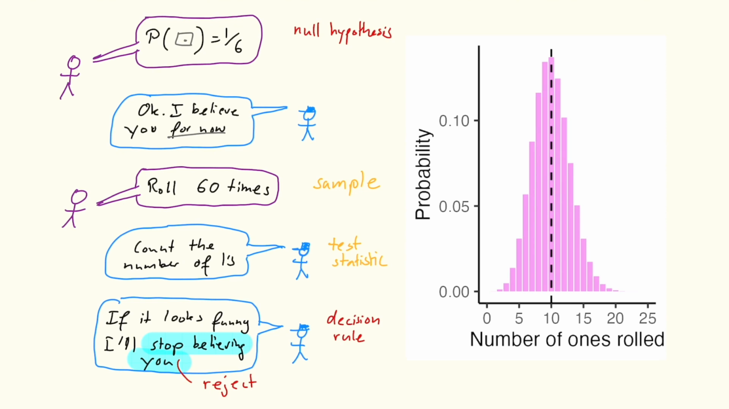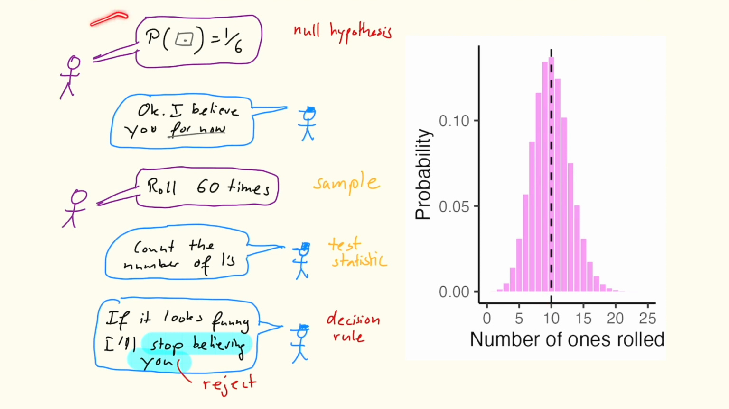The expected number of ones rolled if we roll 60 times is 10. So on average, every 6th roll will be a 1. And not surprisingly, this is also the most likely outcome. And a lot of the probability mass is concentrated around 10. Now, what would be a good decision rule? We certainly shouldn't reject if we observe 10 ones. Should we reject if we observe 9 ones?